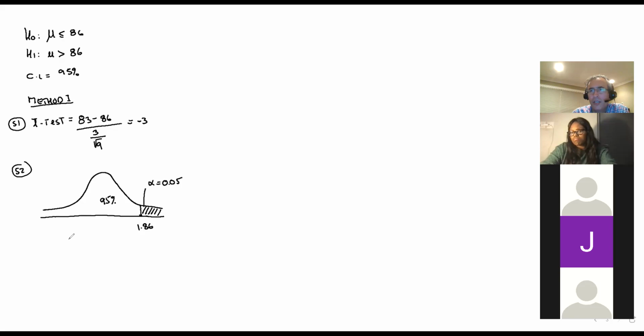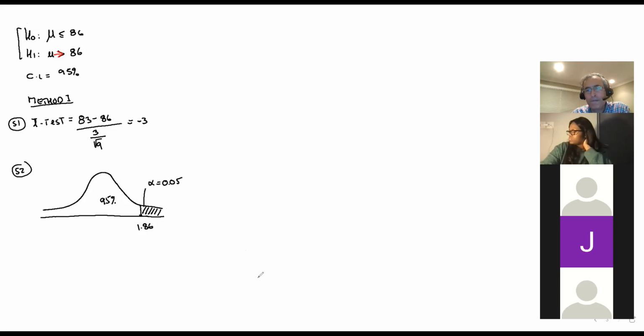We have only one tail because we have a hypothesis that is a directional one. So where is the rejection zone? The rejection zone always follows the H1. Imagine it looks like an arrow, guys. So this more or less looks like an arrow like that. Basically your rejection zone is going to be to the right.